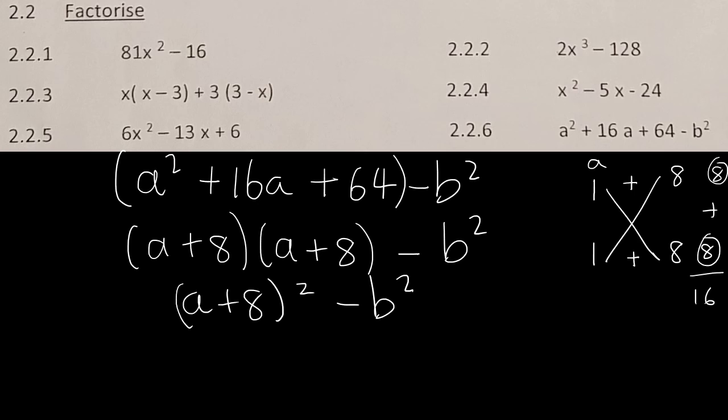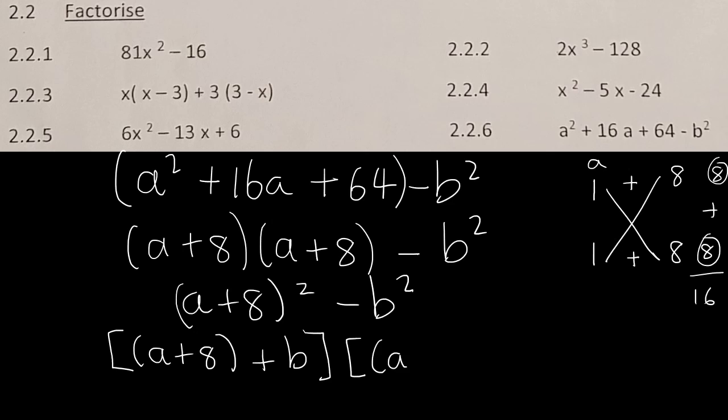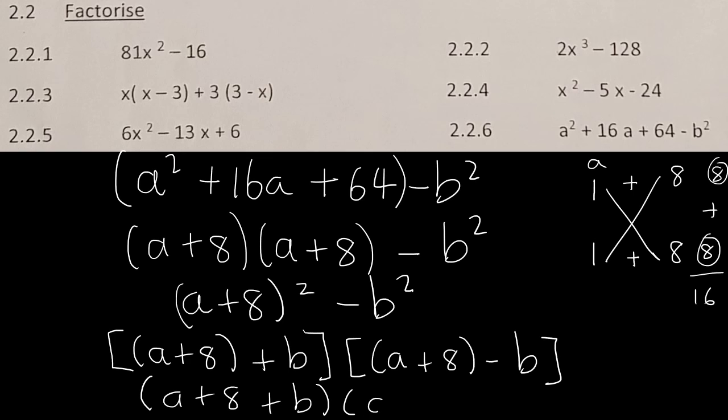So I know when it comes to difference of 2 squares, I can further write this down as: find the square root of the first term, 1 becomes a plus. Find the square root of the second term, and 1 becomes a minus. And then I remove the brackets, so my final answer will be a plus 8 plus b into a plus 8 minus b.